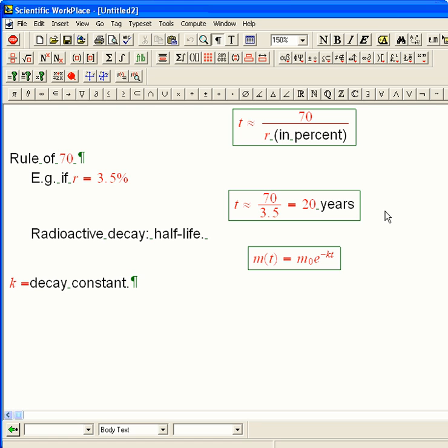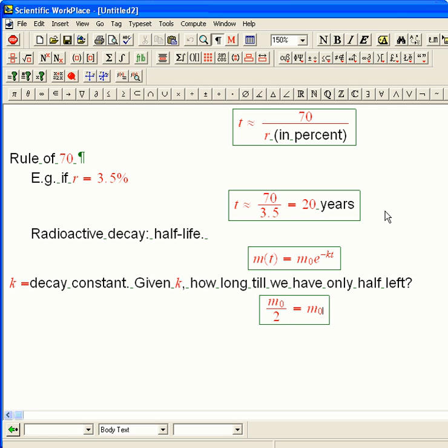Okay. And we'd like to know, given k, for example, how long till we have only half of the substance left. Once again, we'll discover it does not depend on how much we started with. So for m of t, I'm going to put in m sub 0 over 2. I'm interested in the mystery time when I get half of what I started with, and I'm going to put in h for half-life. So I'm solving for the half-life. I'm going to use a special letter here, the way the book does.